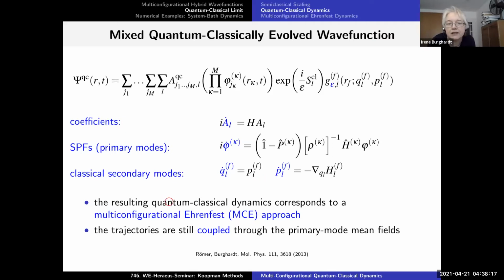And the result is something like a multi-configurational Ehrenfest type approach. So Ehrenfest because we keep this mean field picture, and multi-configurational because we keep a wave function that is a sum over products, but in these configurations we now have the classical-like part in this secondary sector. And these are these epsilon scaled Gaussians.